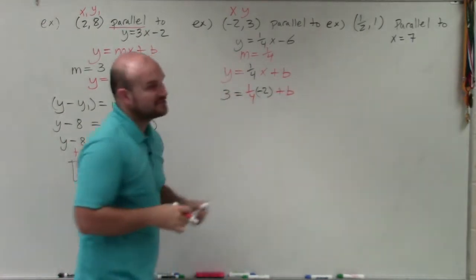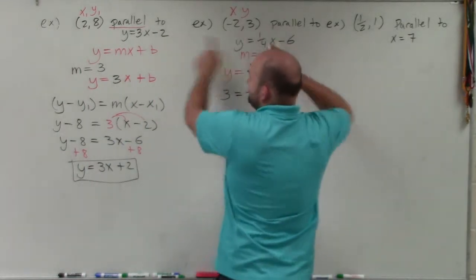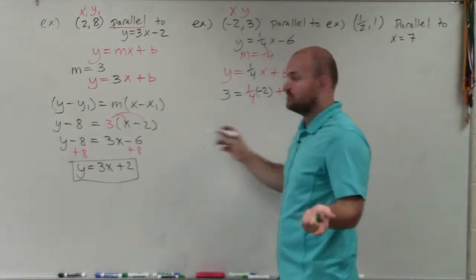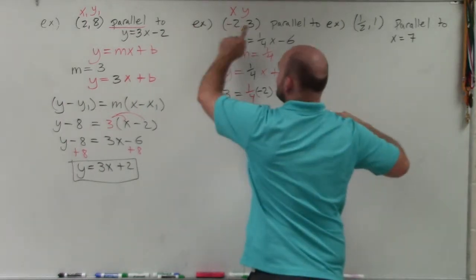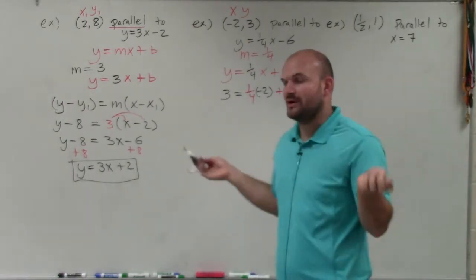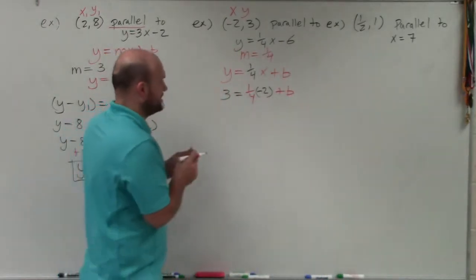Now, I will also say that even though I'm doing it two different ways, if you wanted to solve this problem using that point-slope form, perfect, go ahead. If you want to use this method on that problem, perfect, go ahead. Two different ways, but really it's the same thing. You're just using a different formula here.